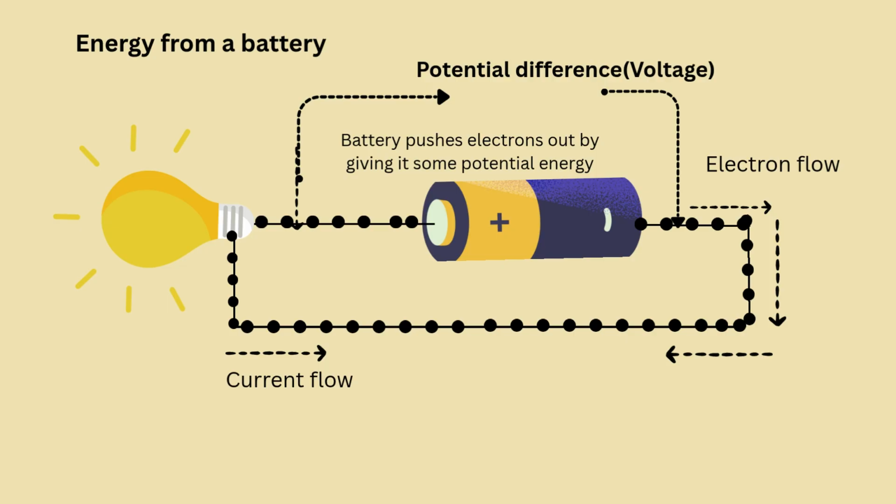A battery gives potential energy to the electrons it pushes out, so when a battery is connected to a circuit having a bulb connected, the energy is converted to light and heat by the bulb. The potential difference, often called voltage, is the measure of the difference in electric potential energy per unit charge between the two terminals of the circuit, the positive and negative ends.